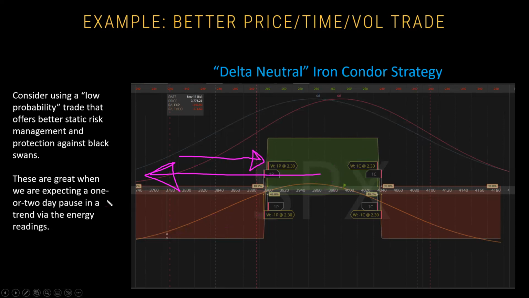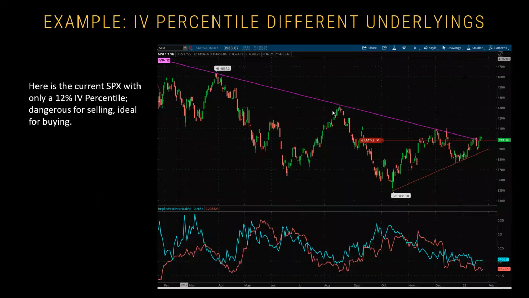These are great when we're expecting a 1 or 2 day pause in a trend via the energy readings. So these types of trades, I want to get in, get my fair share, get out before the movement starts. Get your fair share and get out before the movement starts.